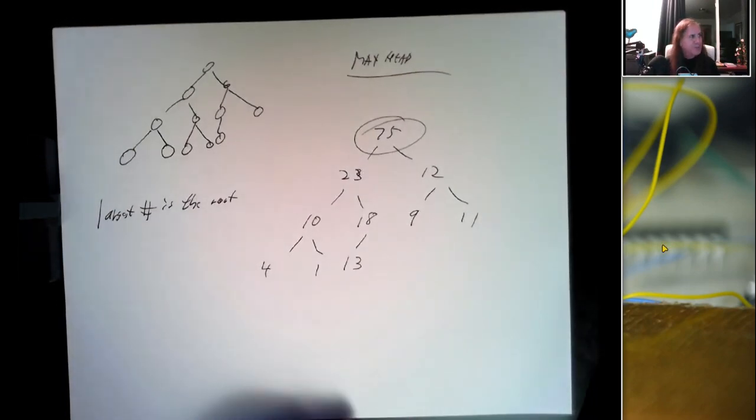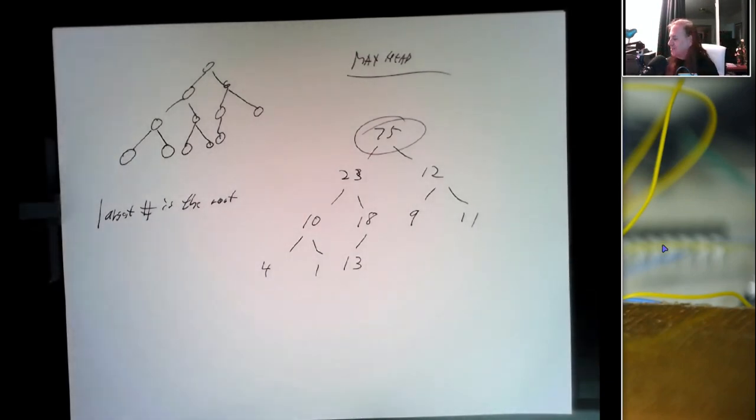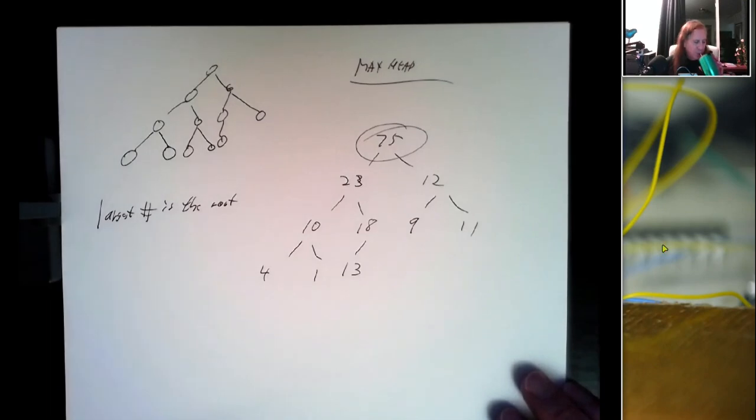So heaps are good for storing data and then retrieving it in sorted order. In this case, saying, hey, I want to pull out my data from largest to smallest. Well, where's the largest number? It's just at the root. Really easy to find.